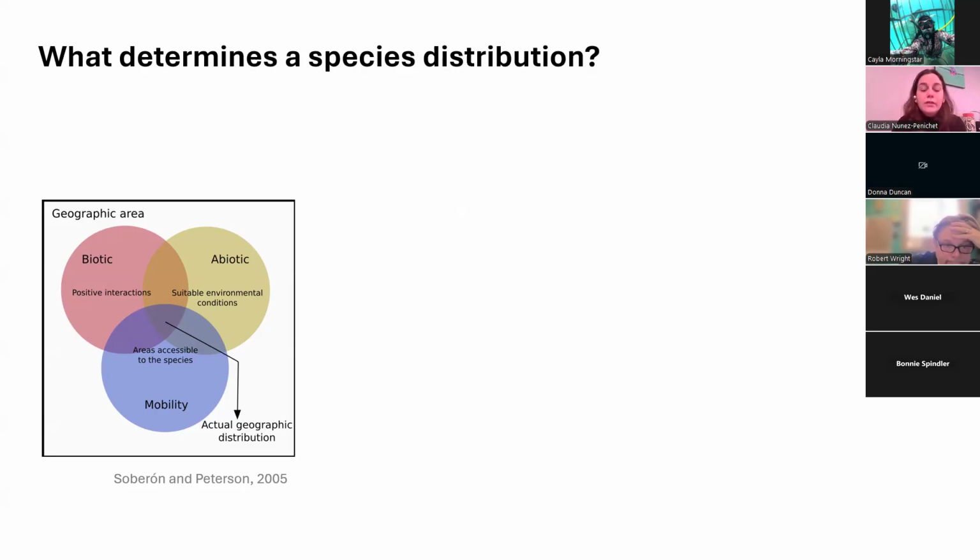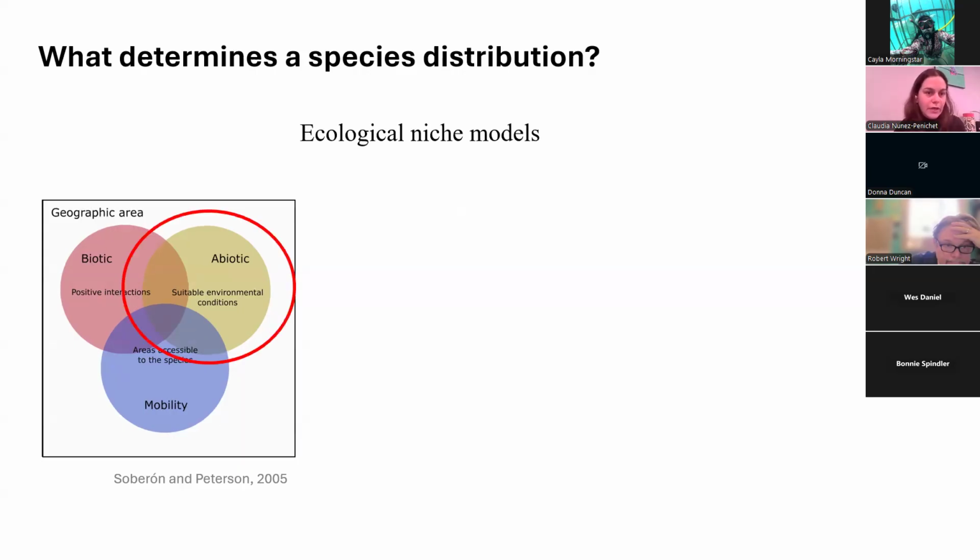We can, with some tools, characterize some of these conditions. For example, the abiotic conditions can be characterized using ecological niche models. How do these models work?